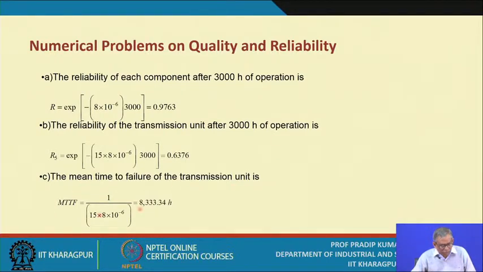The mean time to failure, obviously MTTF, is 1 upon sigma lambda_i, with i equals 1 to 15, right? So 15 into 8 into 10 to the power minus 6, that means 8333.34 hours. That is the mean time to failure.